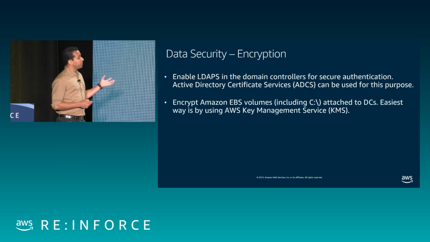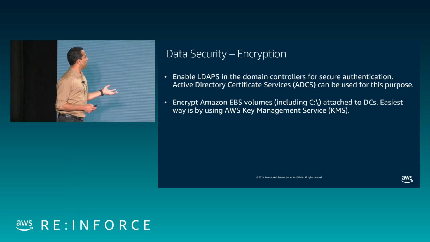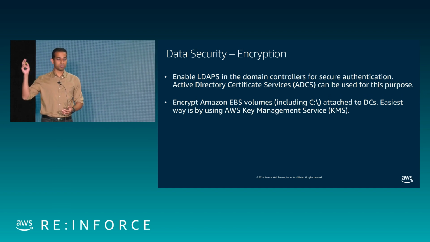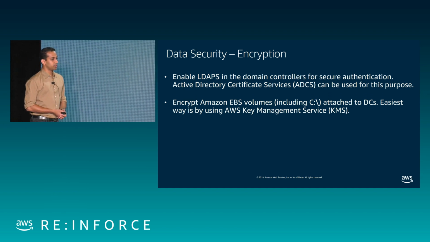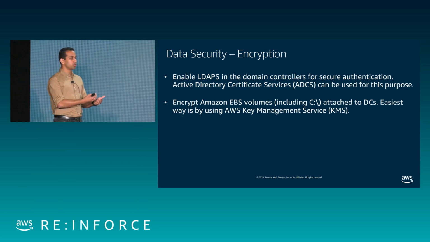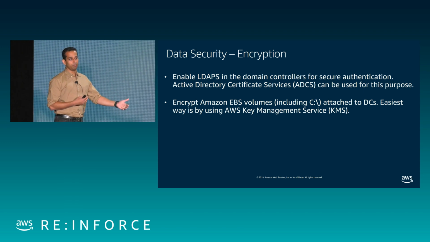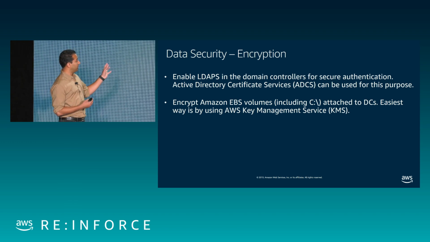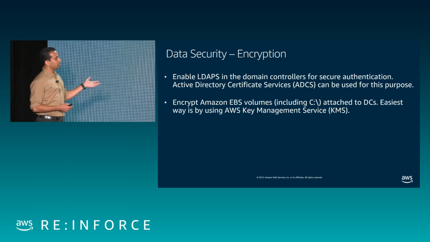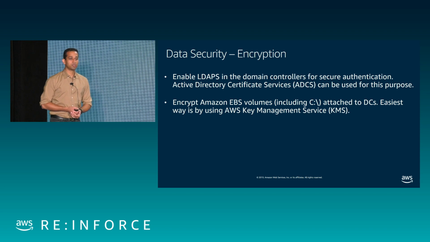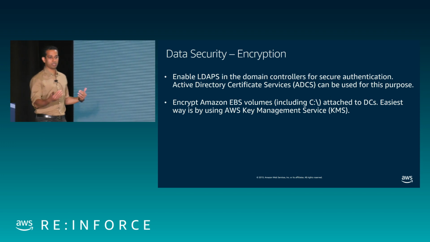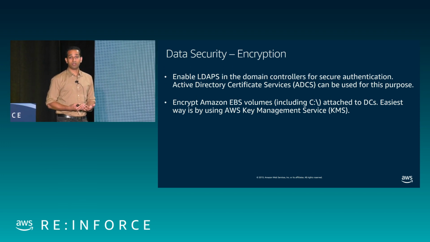Encrypt EBS volumes. This is encrypting data at rest. How many of you are familiar with KMS? Okay, most, that's great. KMS is our Key Management Service, which is natively integrated with a lot of AWS services and allows you to save your keys, so you can encrypt data at rest in AWS services, including EBS. So use KMS to encrypt the EBS volumes attached to the domain controllers. Encrypt both the C drive and the D drive. I know some people separate the data from the C drive, but there's no reason not to.